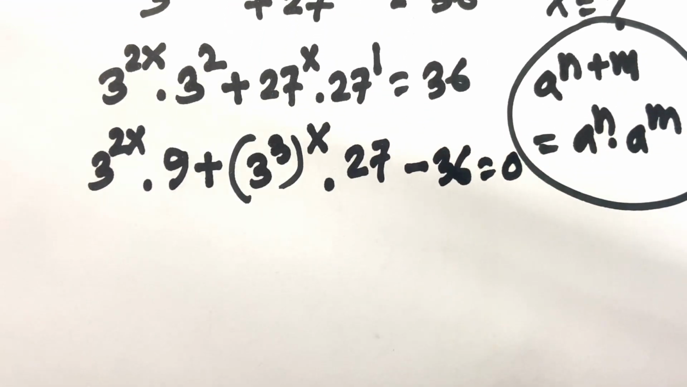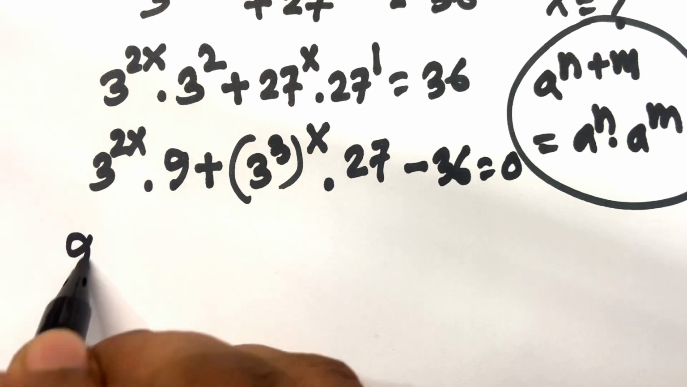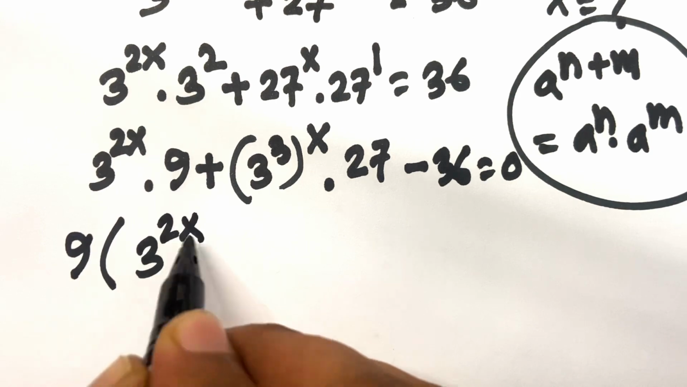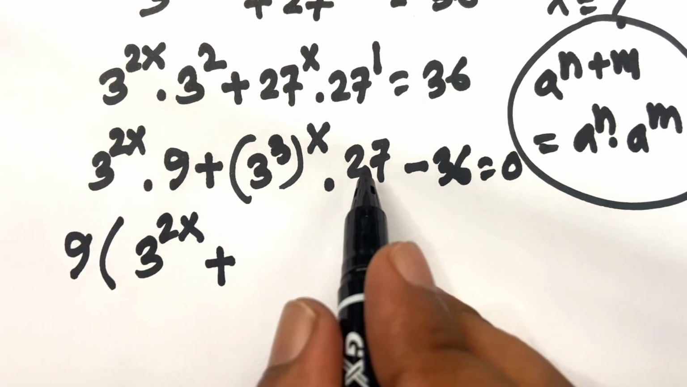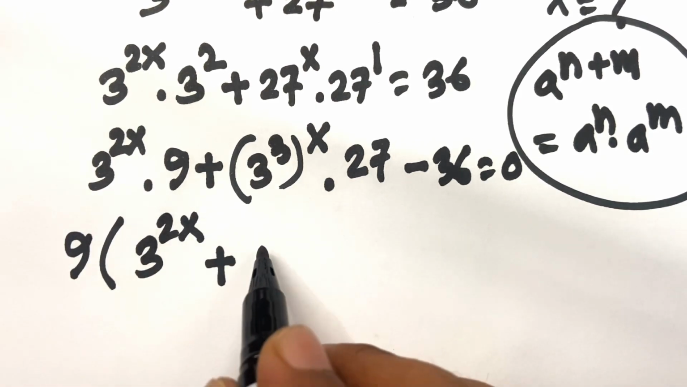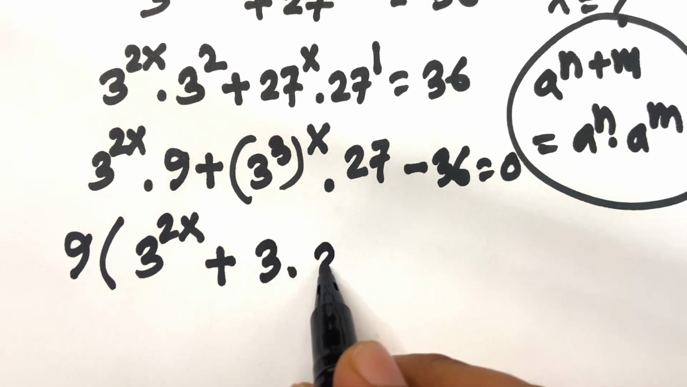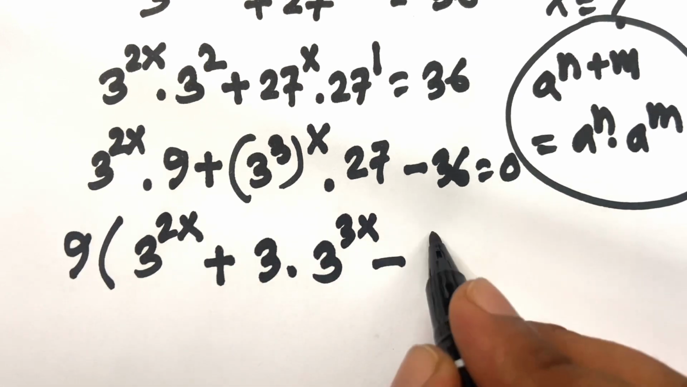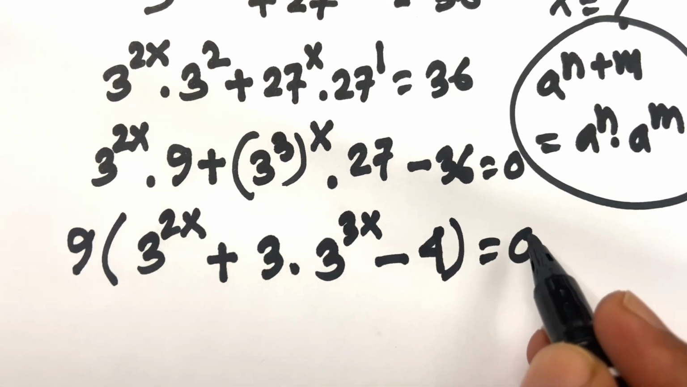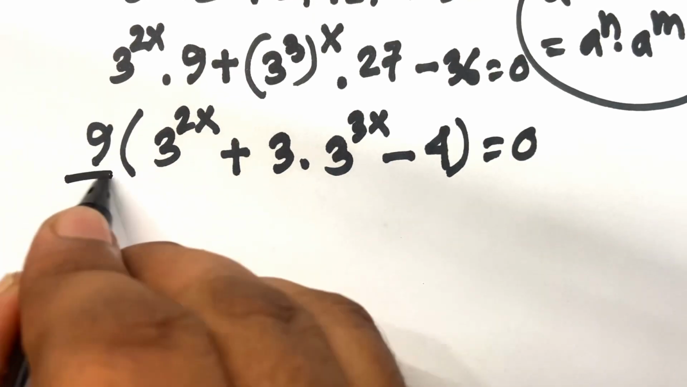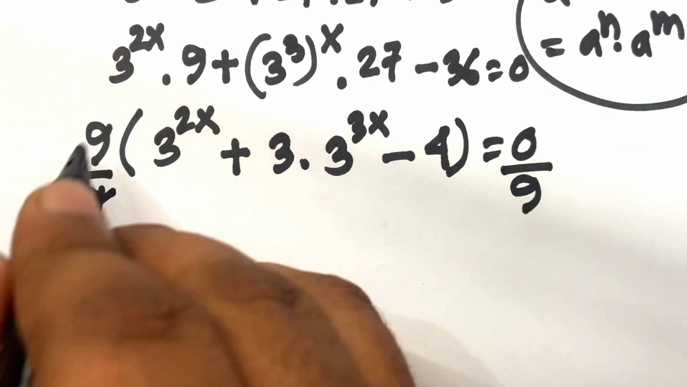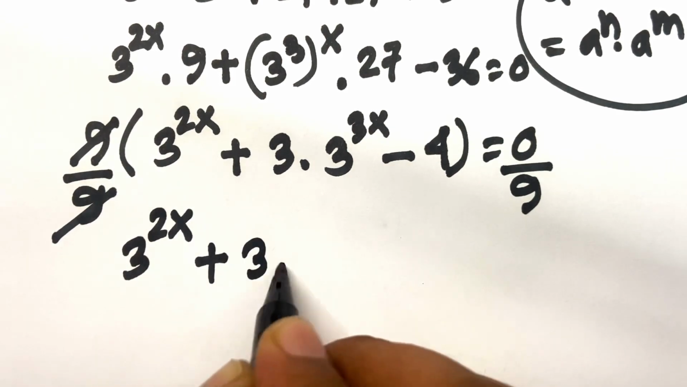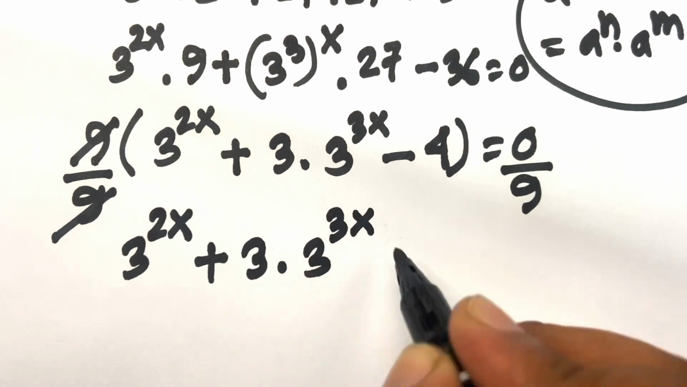Now look, 9 is common, so if I divide by 9, we get 3 power 2x plus, 27 divided by 9 is 3, times 3 power 3x, minus 36 divided by 9 is 4, equal to 0. Now I divide both sides by 9. Now 9 cancels, so we get 3 power 2x plus 3 times 3 power 3x minus 4 is equal to 0.